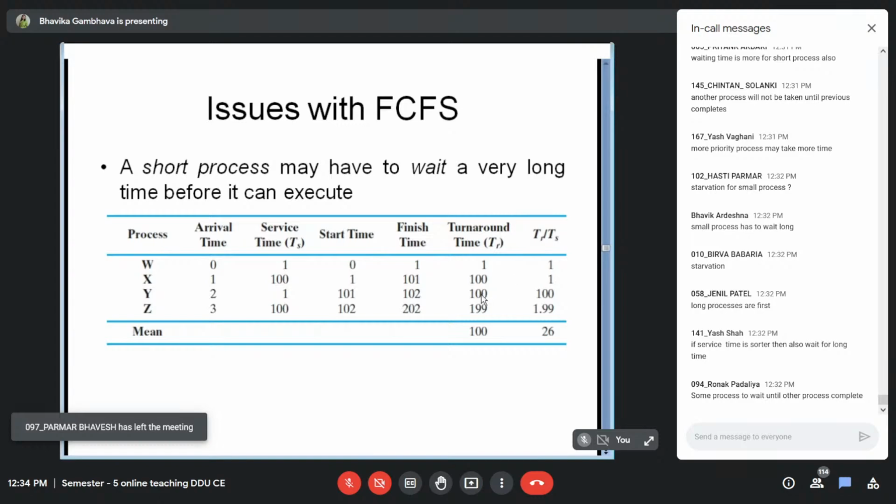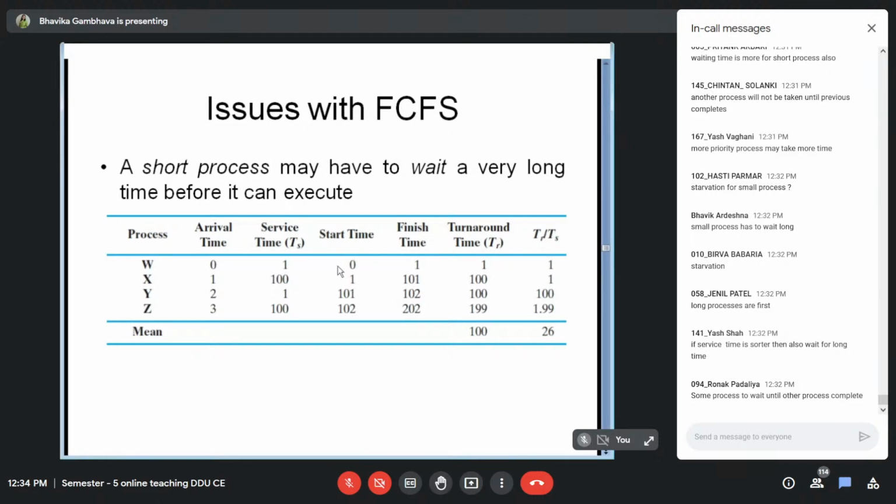So it is 100. For Z, it was completed at 202 and it was present from 3. So it is 199. So normalized 1, for this it is 1, for this it is 1. What is the normalized turnaround time? Turnaround time divided by service time.